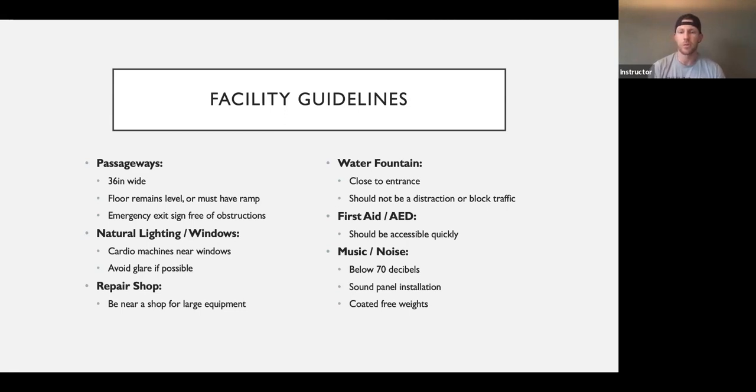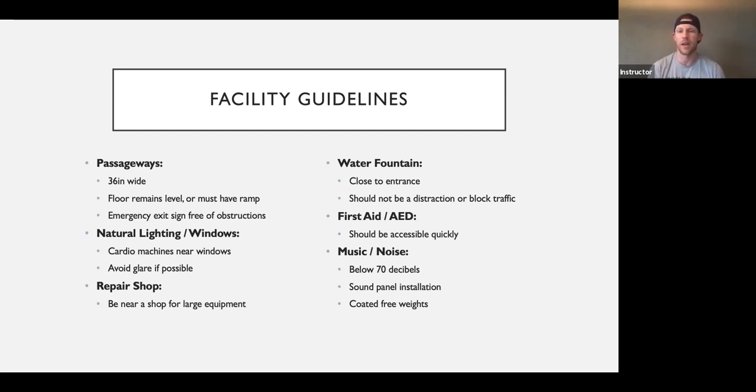First aid and AEDs should be accessible quickly, especially in a fitness center area because of the risk that you are taking with high heart rate training, up and down off the ground, heavy breathing, sweating, heat, all those types of things. And then music and noise, again, they tell you below 70 decibels. Now, does every gym follow that? I don't know. Your gyms all might be a little bit different.